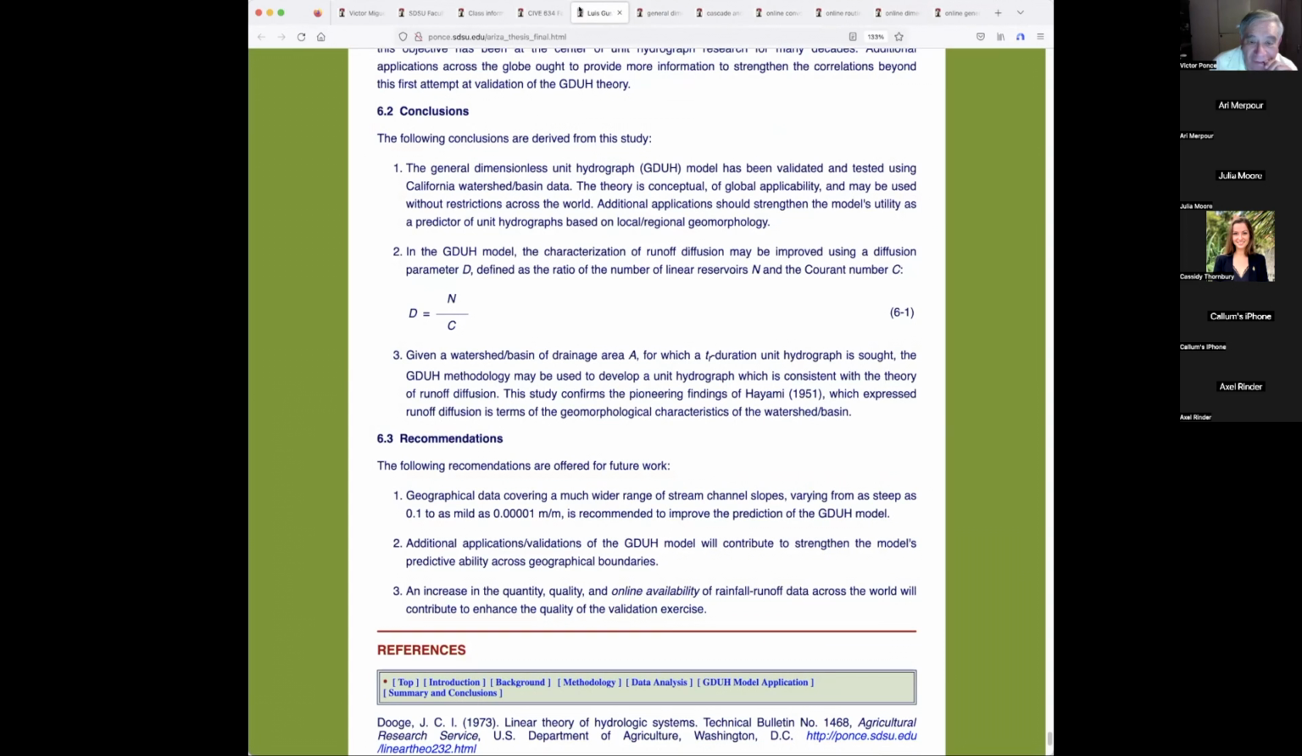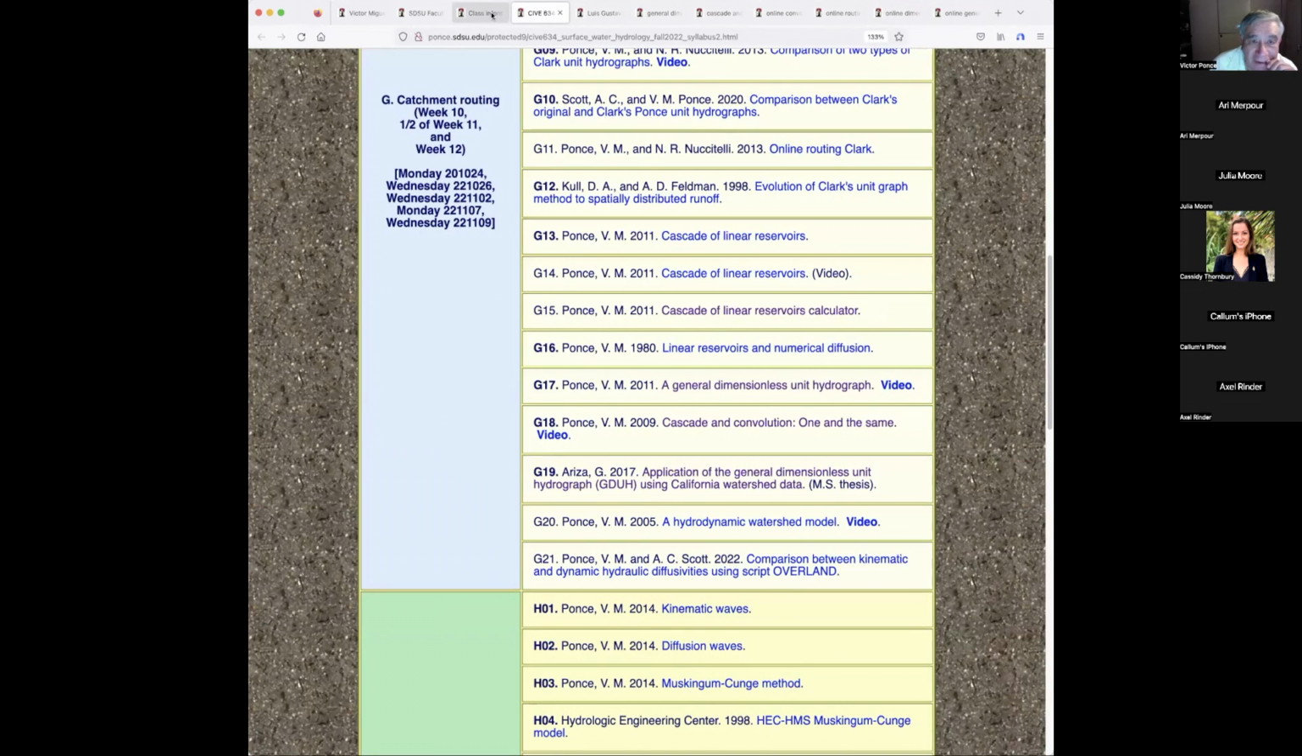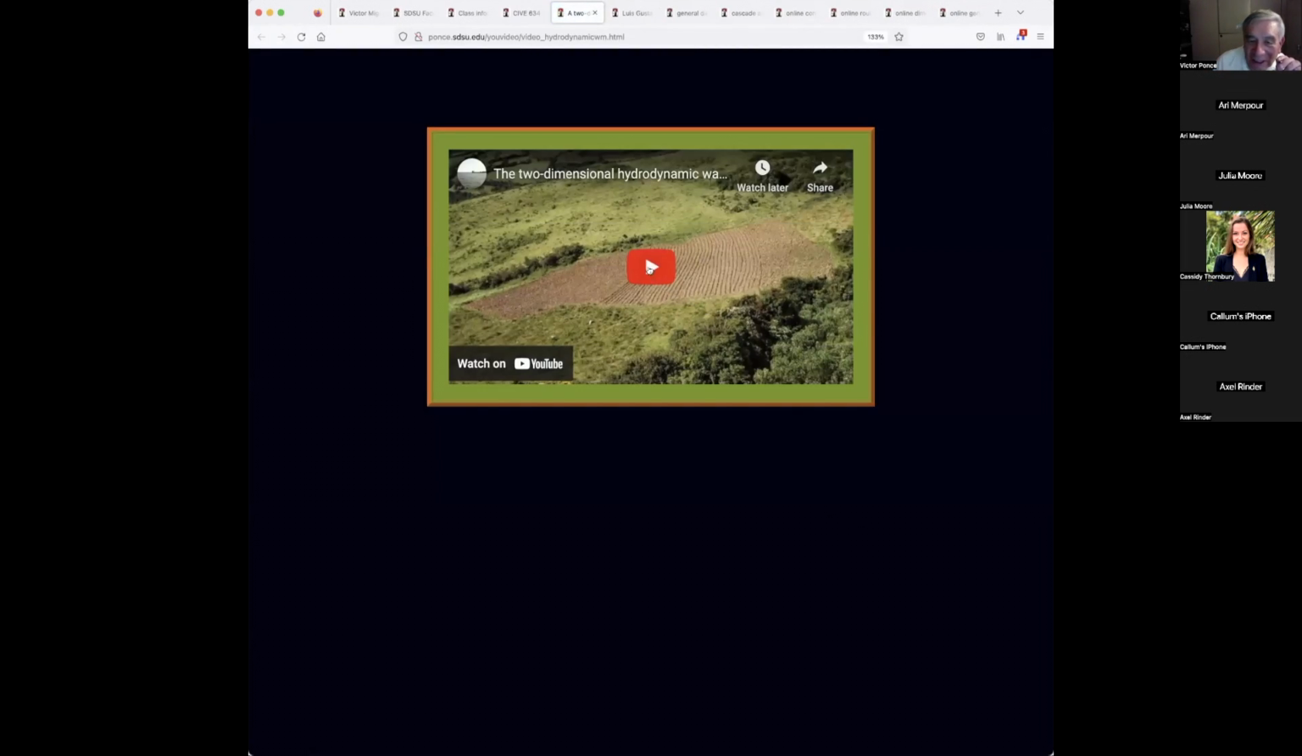now we're going to move on to the next paper over here, a hydrodynamic watershed model. This is a video actually. I'm going to do not the raster but the video, kind of to change the mode of presentation a little bit.